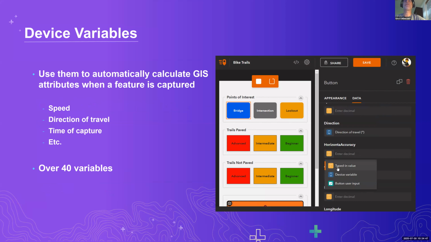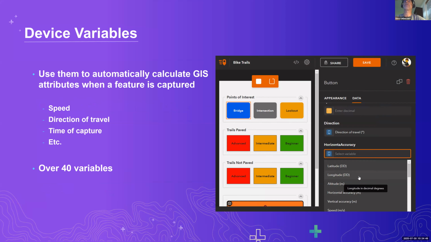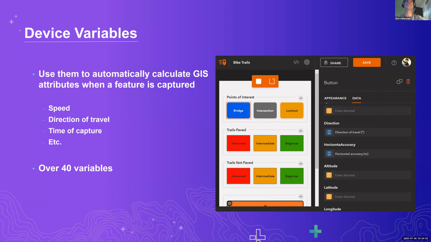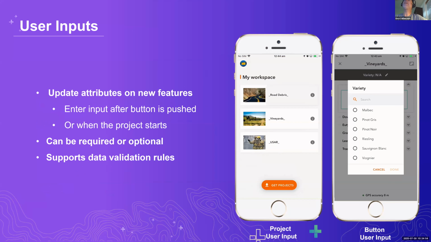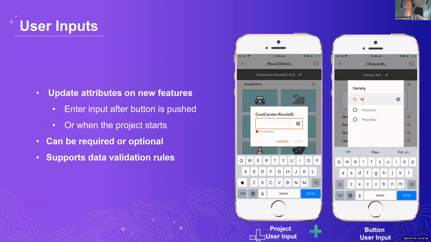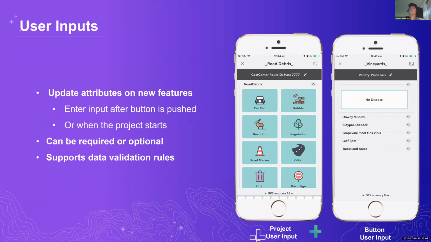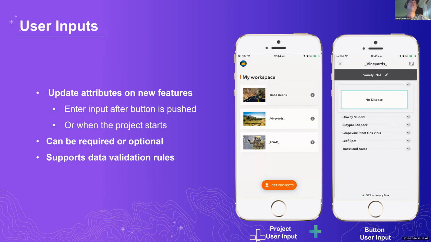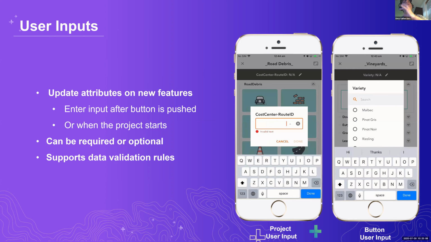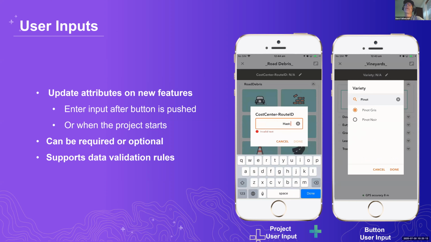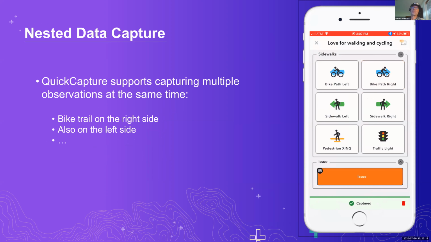The device variables, there's over 40 of them. These can be captured as well. I just showed that very briefly. I really like the ability, especially in emergency management, to capture information about user inputs. So if you're going to be doing a survey and you have a crew that you need to append crew information to all your features, you can do that. So you can collect or append that data to your project as well. And the one thing that's also interesting about this is that you can do nested data capture.